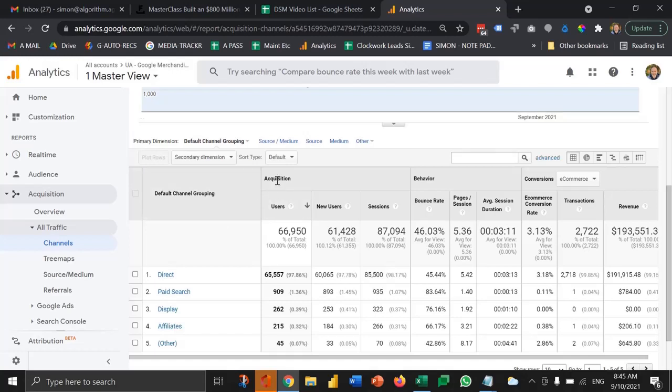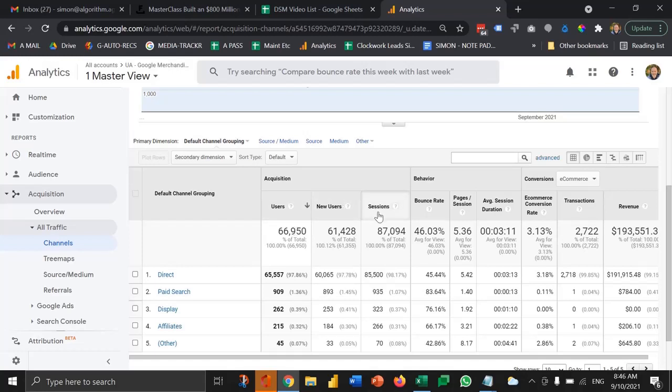So the first thing here in acquisition is users. That's basically the closest approximation to people. So you'll see here users, and then it breaks it down into new users. So that's the percentage of all of those 66,950 that are brand new. Obviously, the difference between these two numbers is people that are repeat visitors.